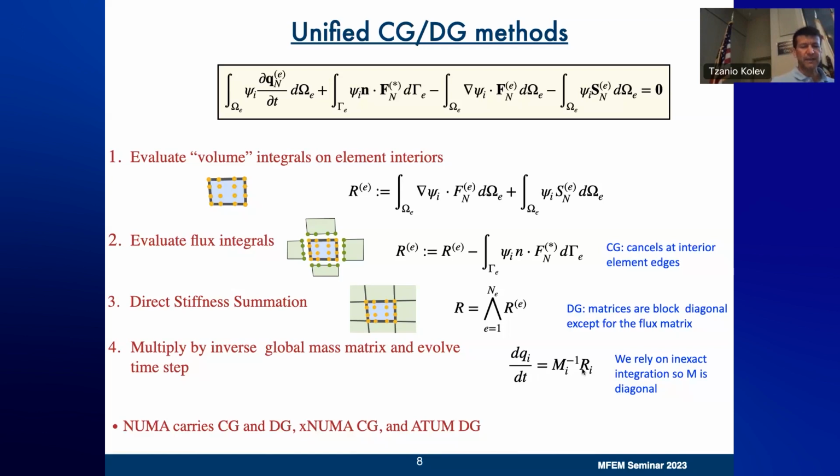NUMA carries two types of CG. It carries one type of DG. XNUMA only uses CG. And there is another model that I won't talk about today, a Julia-based code called Atom that runs on GPUs. That only uses DG.